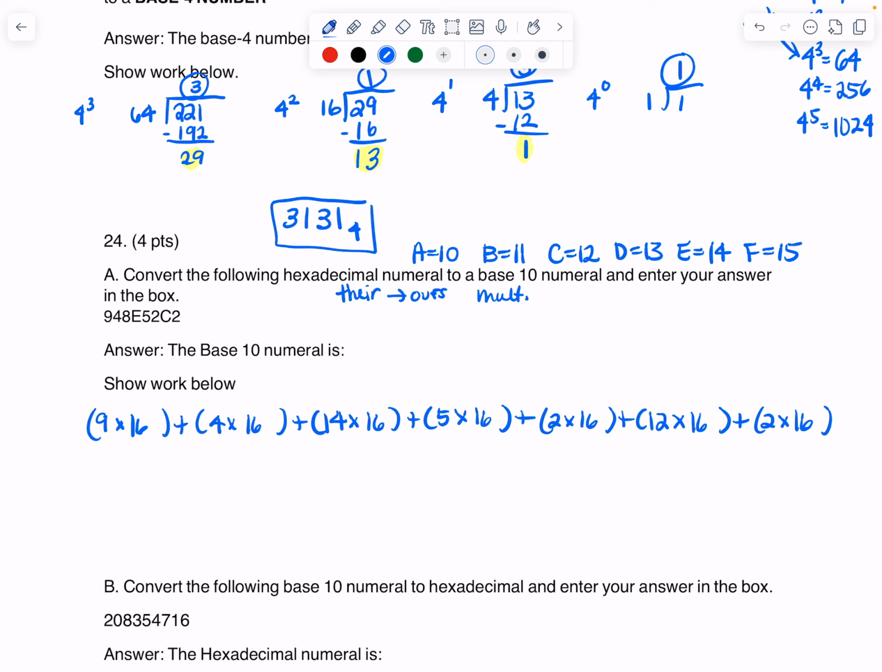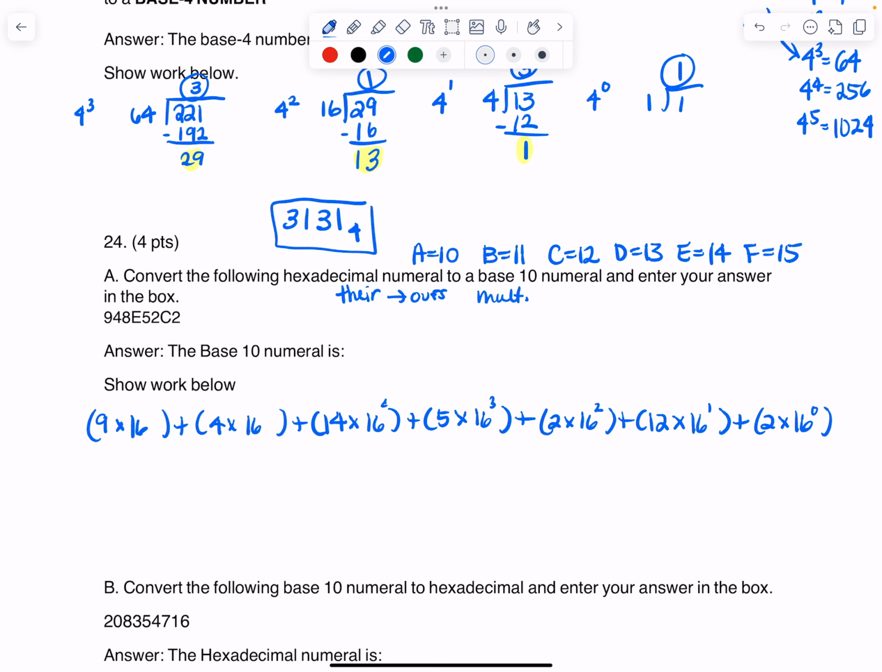Now the 2 is in the 16 to the 0 spot. The 12, or C, is in the 16 to the first spot. The next 2 is in 16 to the second. The 5 is in 16 to the third. The 14, remember that was E, is in 16 to the fourth position. The 4 is in 16 to the fifth. And finally, the 9 is in 16 to the sixth. Okay, so now here's what we're going to do.